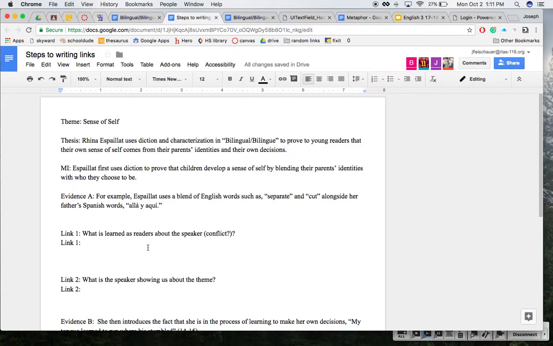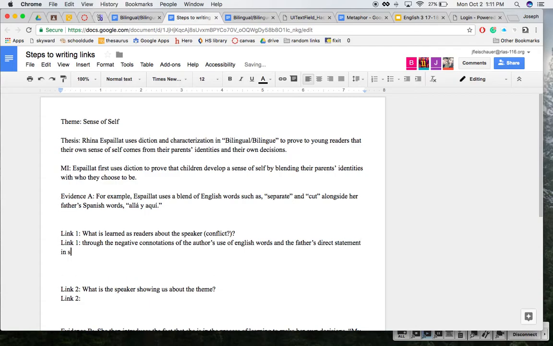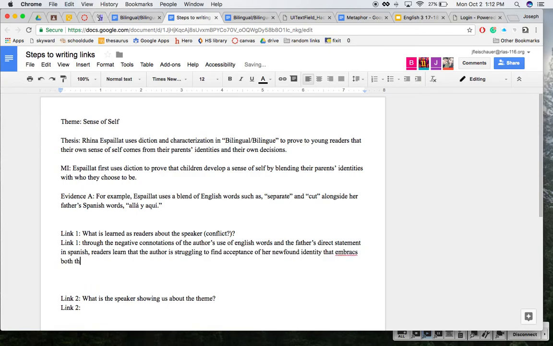So what I think we learn is that through the negative connotations of the author's use of English words and the father's use of Spanish, and the father's direct statement in Spanish, readers learn that the author is struggling to find acceptance of her newfound identity that embraces both the English language and her father's identity.